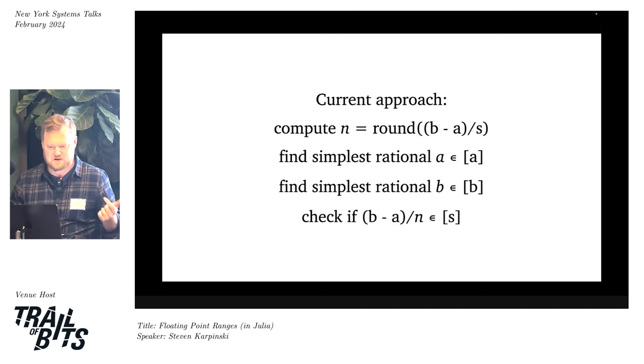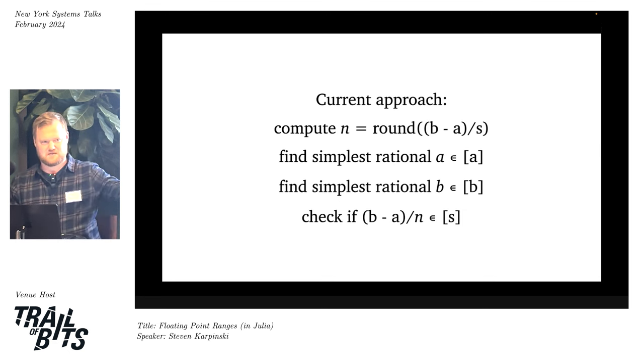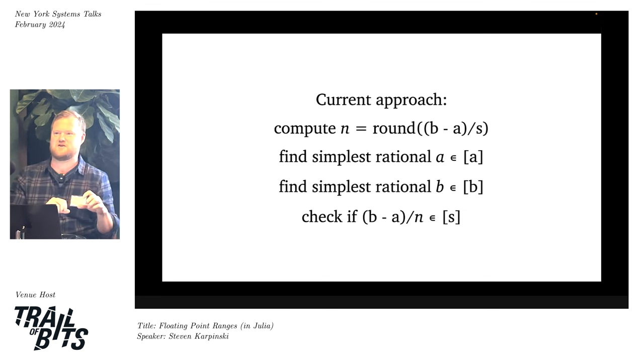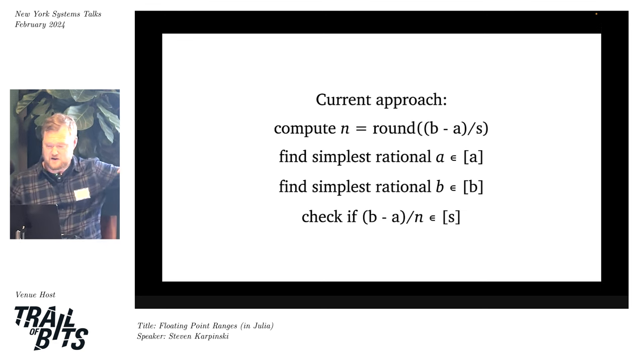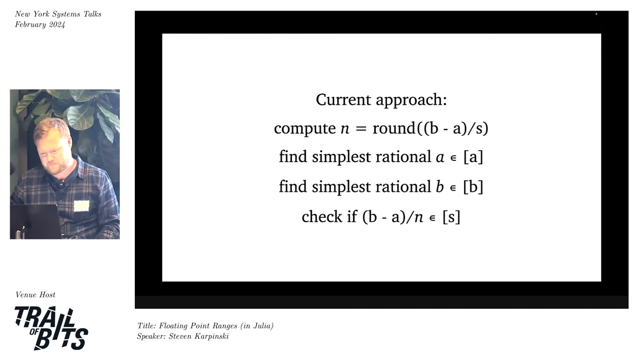So our current approach is you compute n by rounding (b minus a) over s. Then you find the simplest rational number in the interval for the start point, and then you do the same thing for the end point. Then, in rational arithmetic, you've got two rational numbers and n, and you check if that actually matches. I think the b and a here at the bottom should have been italic, but whatever. And if it doesn't match, you fall back on the naive thing.